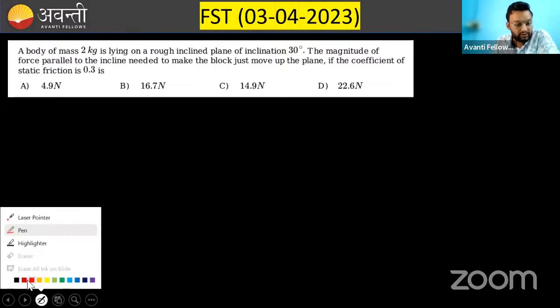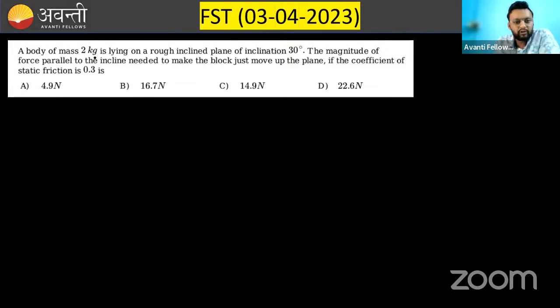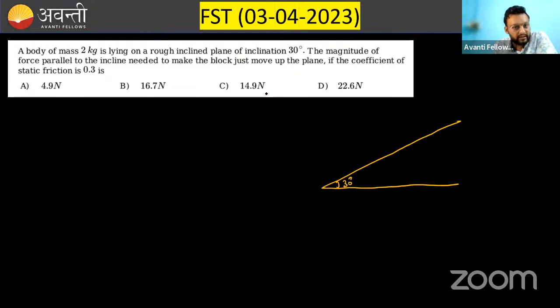This is Newton's laws of motion. Questions from Newton's laws of motion. Question says a body of mass 2 kg is lying on a rough inclined plane of inclination 30. Whenever you see an inclined plane, just draw it. I have drawn the inclined plane of inclination 30 degree. What's next? The magnitude of force parallel to the inclined needed to make the block. Okay, let's just draw a block. This is a block of mass 2 kg, like this.